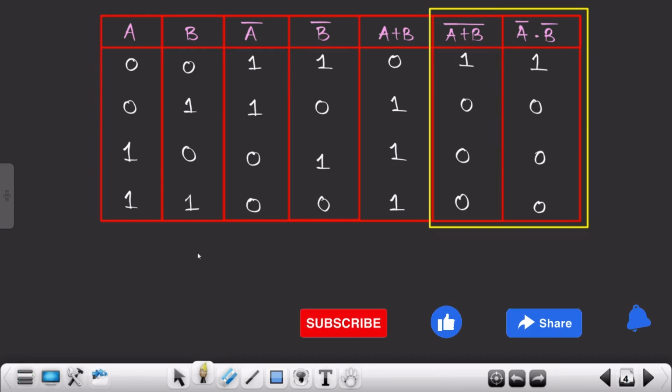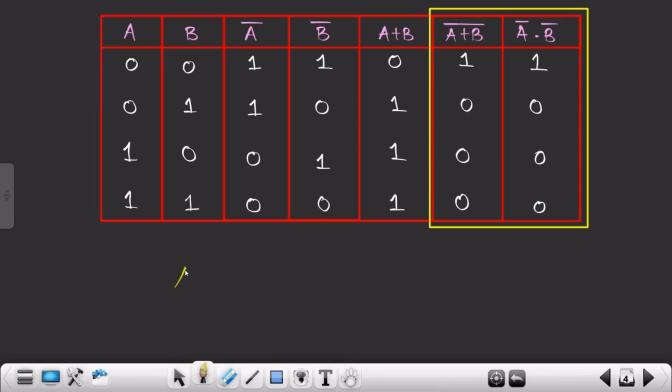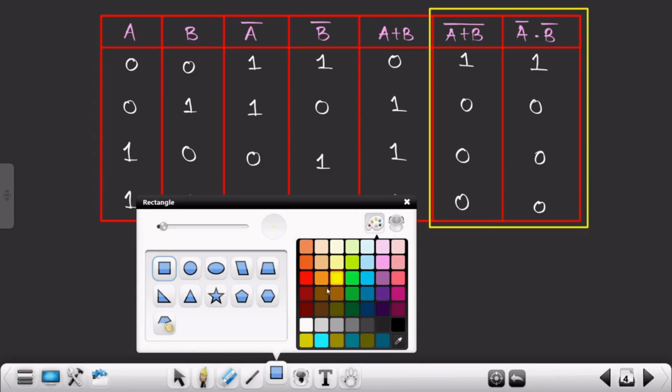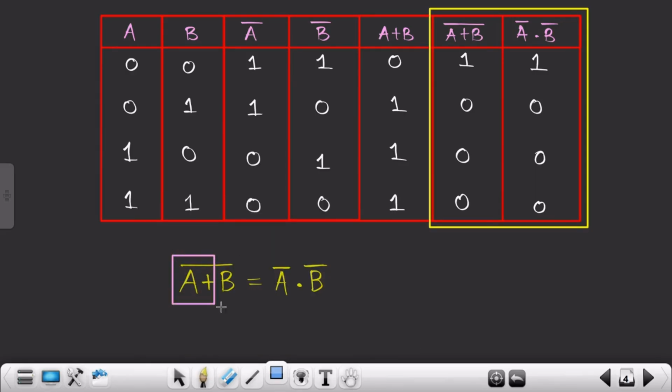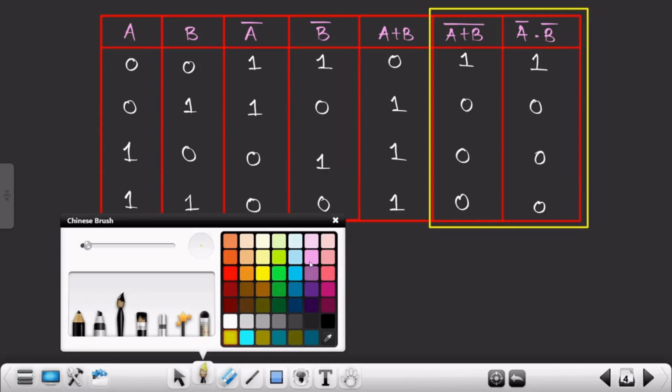I will try to prove this rule or theorem, whatever it may be. Let me write here: A plus B the whole bar is equivalent to A bar into B bar. So this is the second rule of De Morgan's law or De Morgan's theorem.